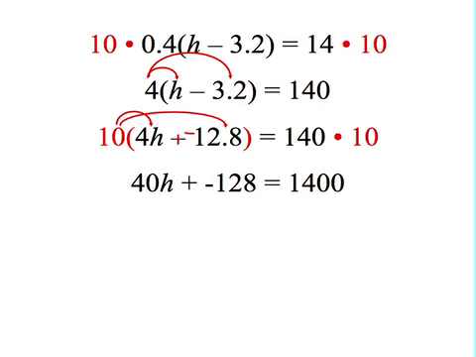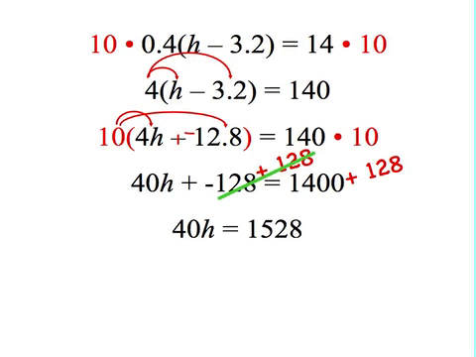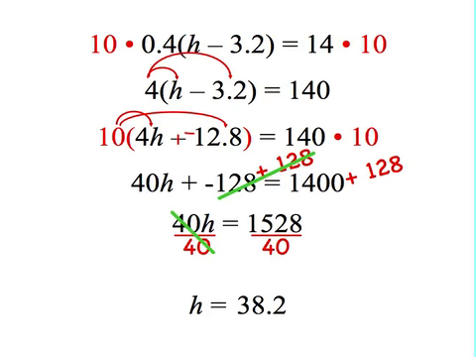And we get this. We add 128 to both sides. We find the opposites. We divide both sides by 40, and this one is not a repeating decimal. It's 38.2, so we'll go with it. But if you like the improper fraction, it's 191 over 5.